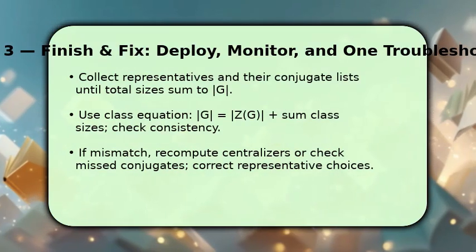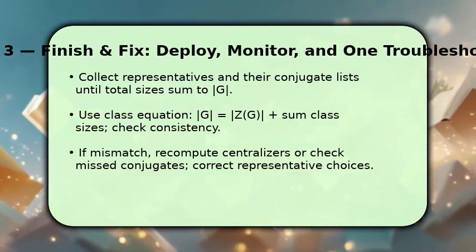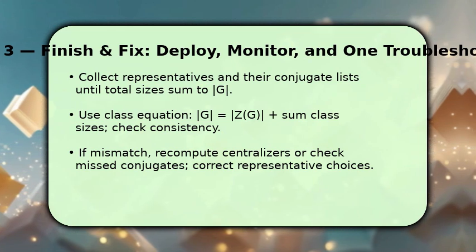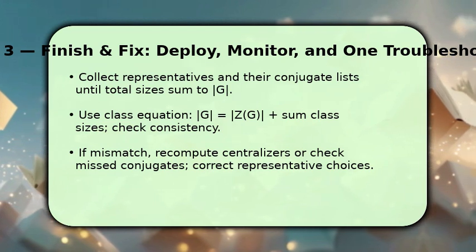Finally, assemble each conjugacy class with its representative and explicit members, then add up the class sizes. Make sure the total equals |G| and use the class equation with Z(G) to verify consistency.